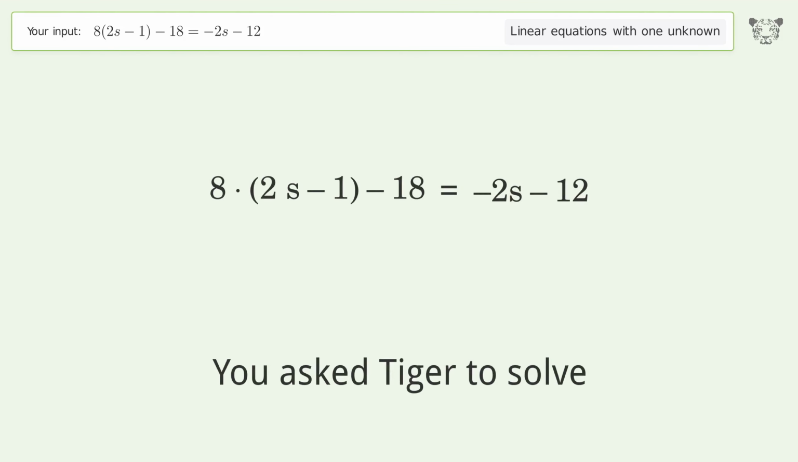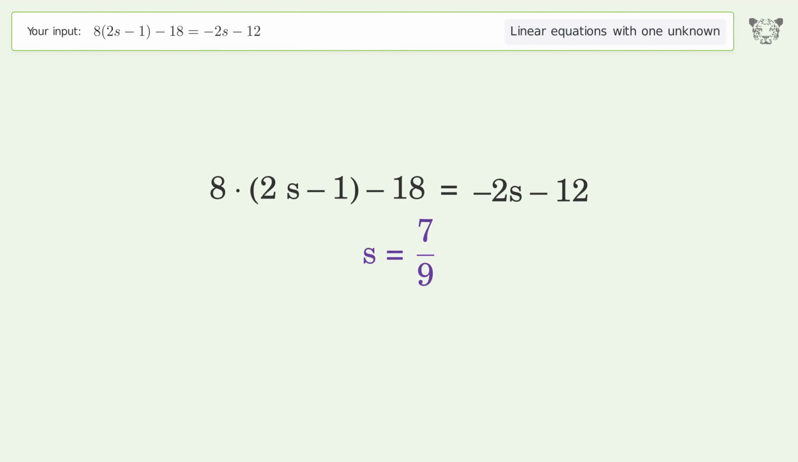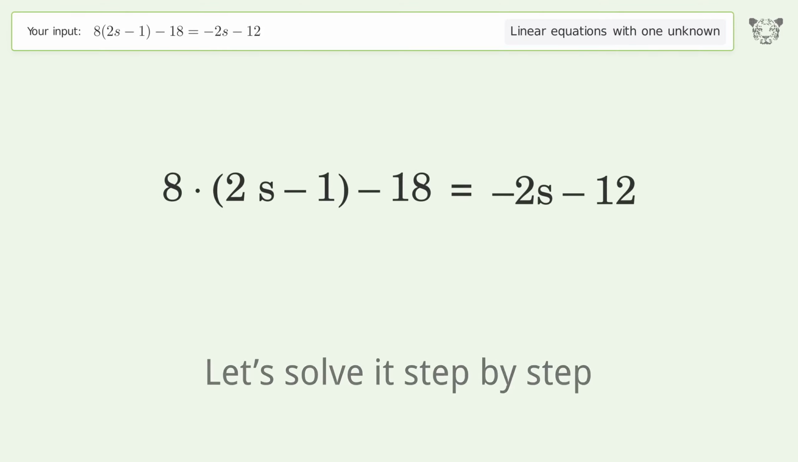You ask Tiger to solve. This deals with linear equations with one unknown. The final result is s equals 7/9. Let's solve it step by step.